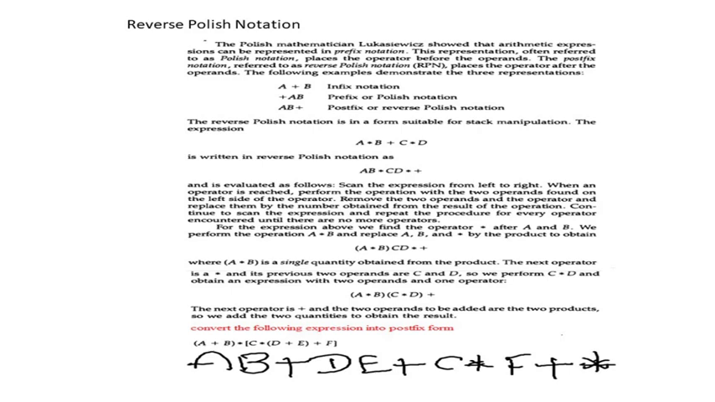Operand first, operator next. If the operator comes after the operand, it is postfix. If the operator is placed before the operands, then it is prefix. So A star B becomes AB star, and C star D becomes CD star. Then you add these two results, so you put a plus at the end. This is the way we can write any equation.